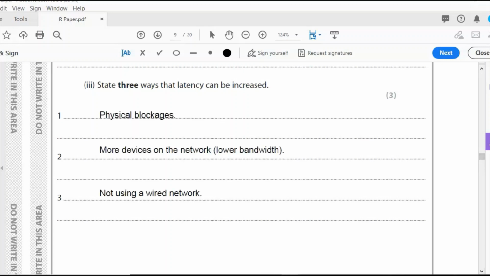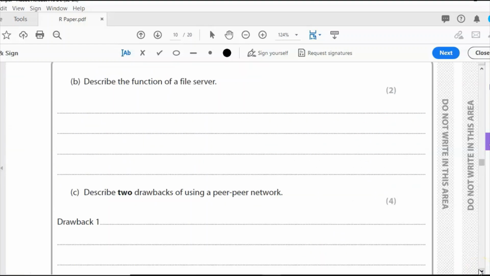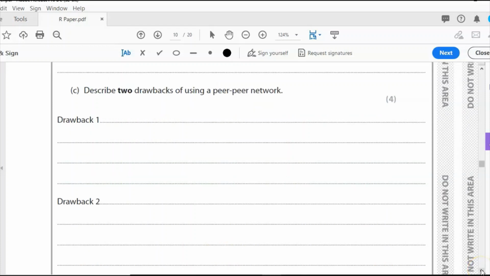So I've got physical blockages, more devices on the network, which means lower bandwidth, and not using a wired network. B. Describe the function of a file server. So a file server stores files and allows them to be accessed when requested by other computers. C. Describe 2 drawbacks of using a peer-to-peer network. There's little control over the network, and also that there isn't shared storage, there's not shared backup.